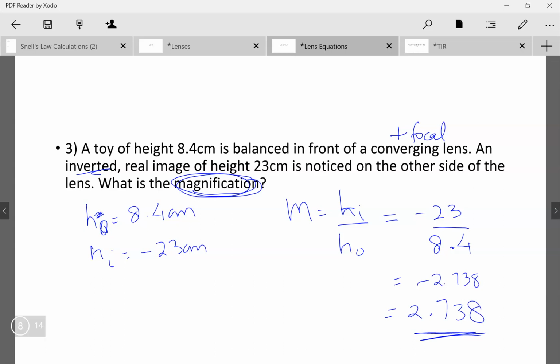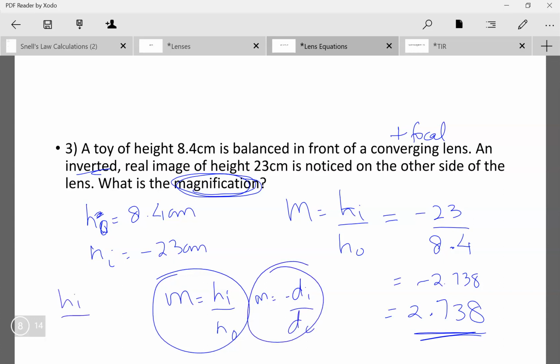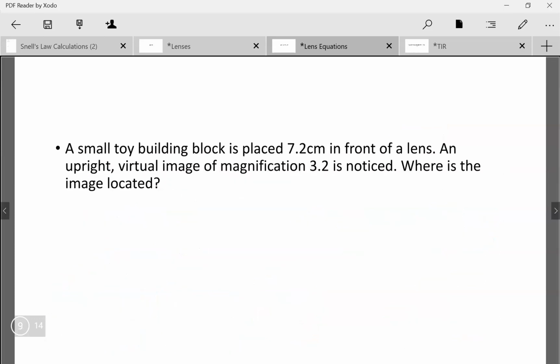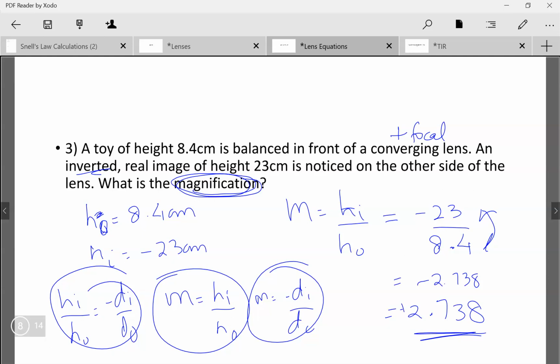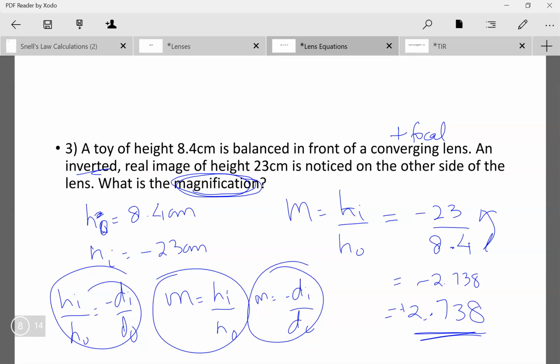Now it's key to note that I can use any half of the formula I want. So magnification equals HI over HO. This is one formula on its own. Magnification equals negative DI over DO. This is another formula on its own. HI over HO equals negative DI over DO. This is another formula on its own. I can use any part that I need, basically. So this is basically a division, and I change the negative to a positive. And magnification is basically saying, okay, this image got 2.738 times bigger because it was 8.4, now it's 23.